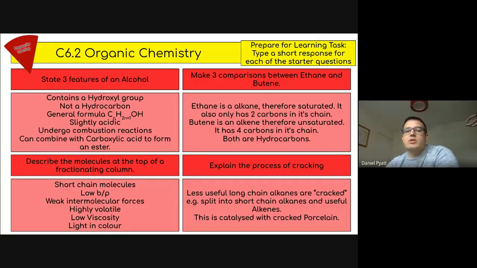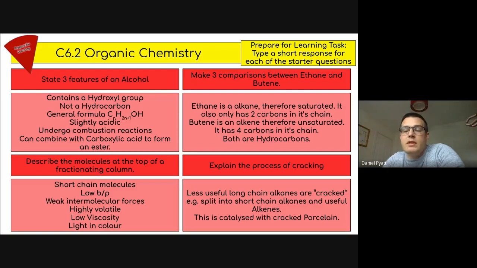The second question was make 3 comparisons between ethane and butene. The main things that you can pick from this is, first of all, you can identify the type of chemical that each one is. So ethane ends in -ane and therefore is an alkane. Butene ends in -ene and therefore is an alkene. And so butene, because it's an alkene, contains a double bond. It's therefore unsaturated. Whereas ethane, because it is an alkane, has no double bonds at all, only single covalent bonds, and therefore we can call it saturated.